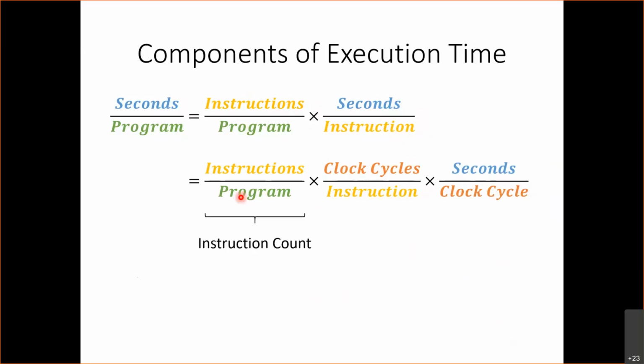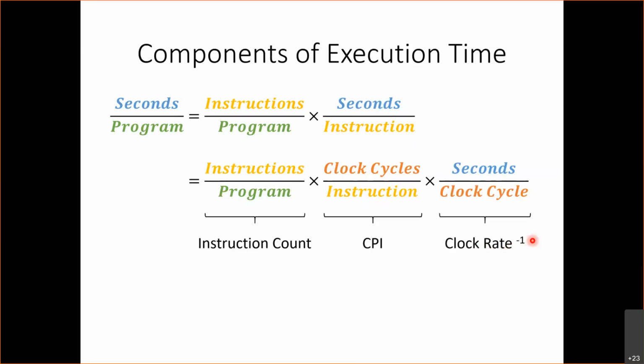This first factor over here, instructions per program, we refer to as the instruction count. The second factor, clock cycles per instruction, we have an acronym for this, we call it the CPI. So whenever you hear me say CPI, I'm referring to the number of clock cycles it takes to execute an instruction, clock cycles per instruction. And this here, seconds per clock cycle, this is the clock period, right? Remember, we said that the duration of a clock cycle is called the period, and this is basically the inverse of the clock rate. So it's the inverse of the frequency.